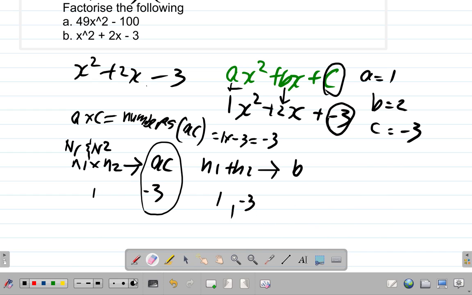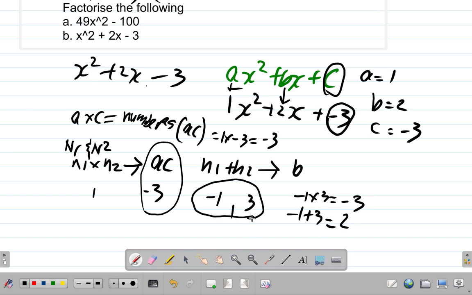Alright, what do you do? Instead of making the 3 negative, make the 1 negative and see what happens. Negative 1 times 3 gives you negative 3. We get back our negative 3. Now negative 1 plus 3 gives you 2. Alright, so we found them. It's negative 1 and 3.